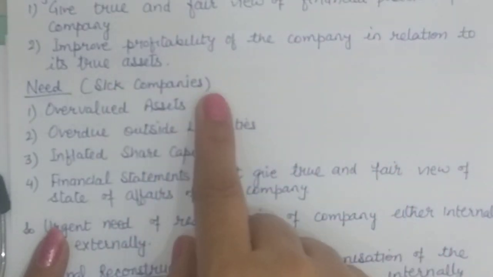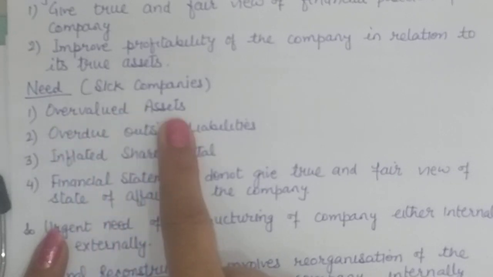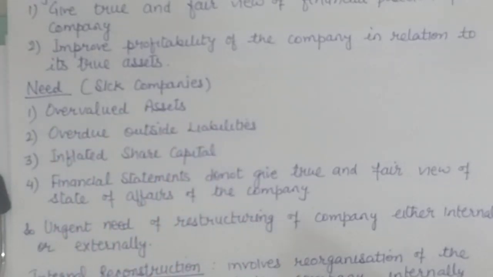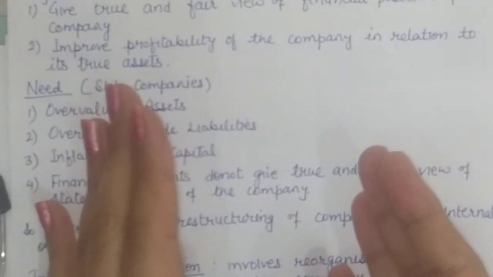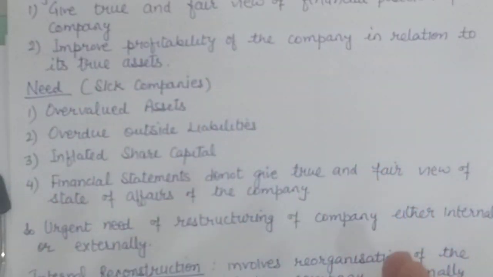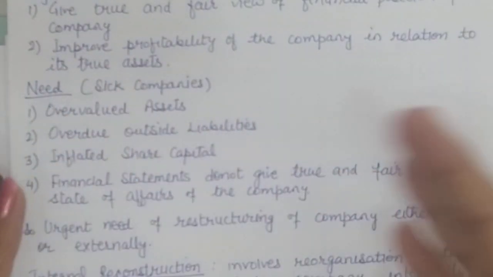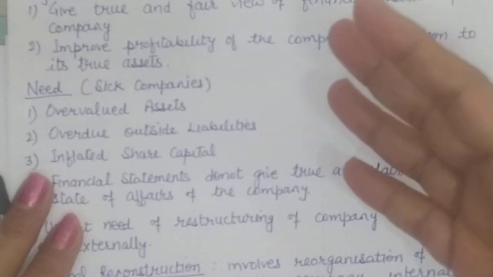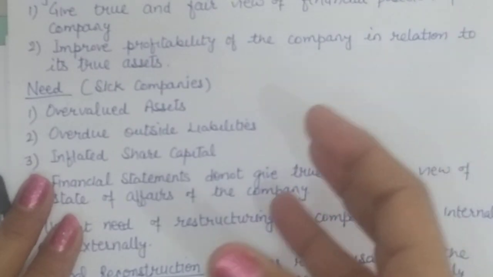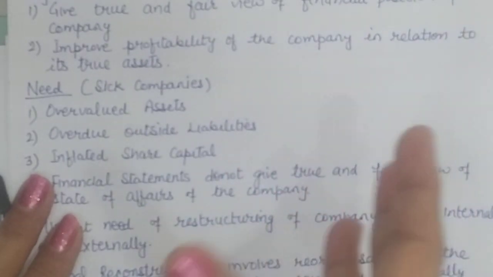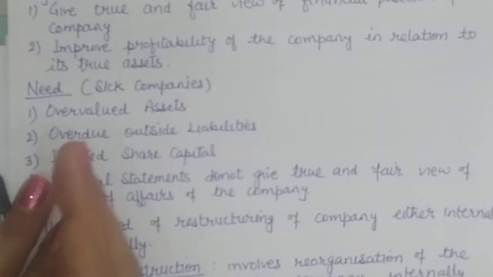So sick companies are those companies wherein they have a lot of overvalued assets. Like when a company is running into losses, then it tries to overestimate its assets. It tries to keep the losses secret. So if your asset is, say, subject to 20% depreciation, but now because you do not have profits, so you want to charge lesser depreciation. You know that most of your debtors have become bad, but you are not bringing them into picture.